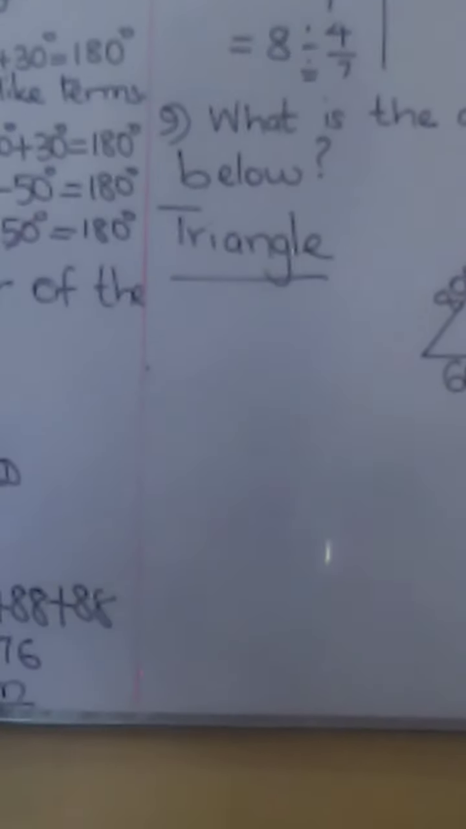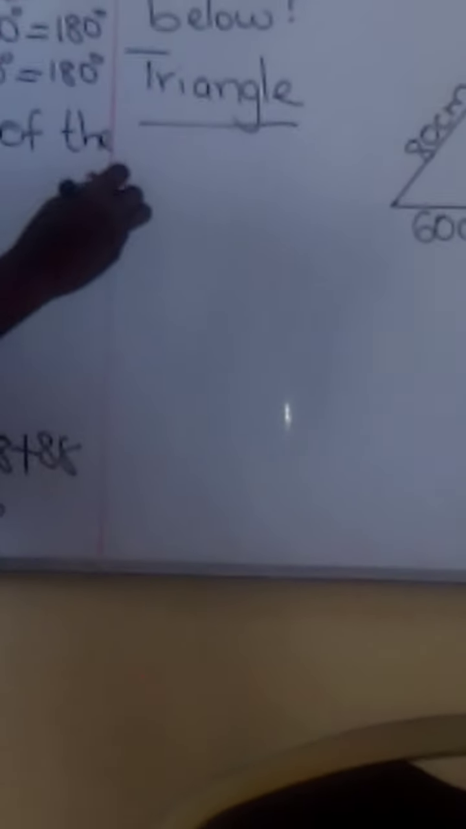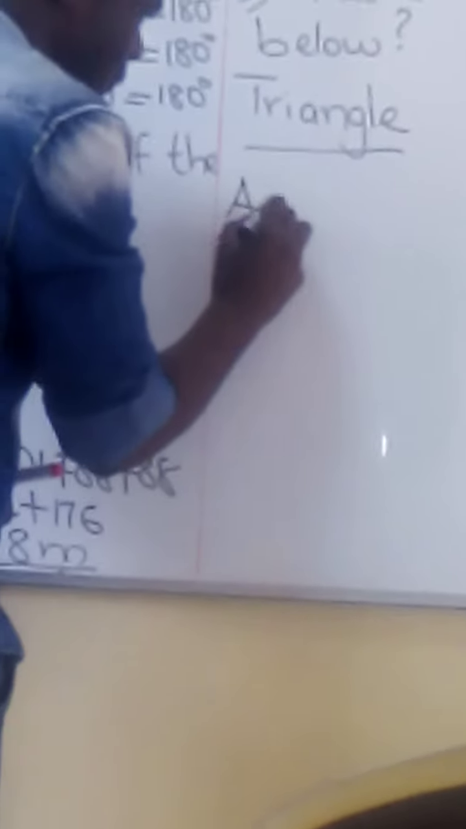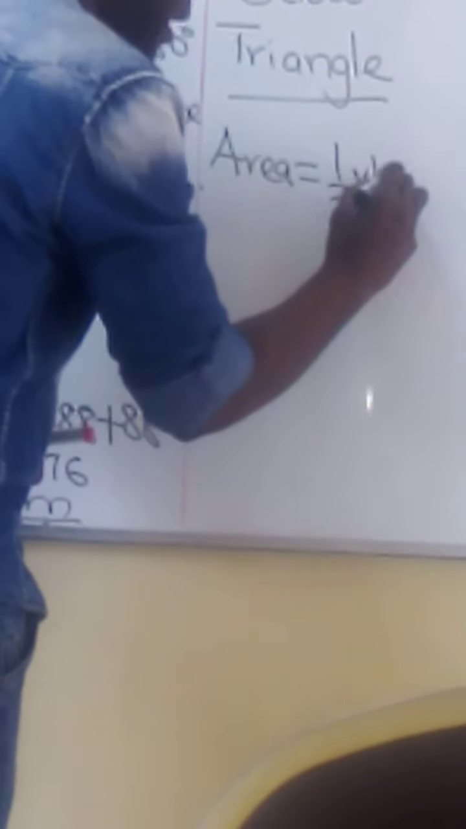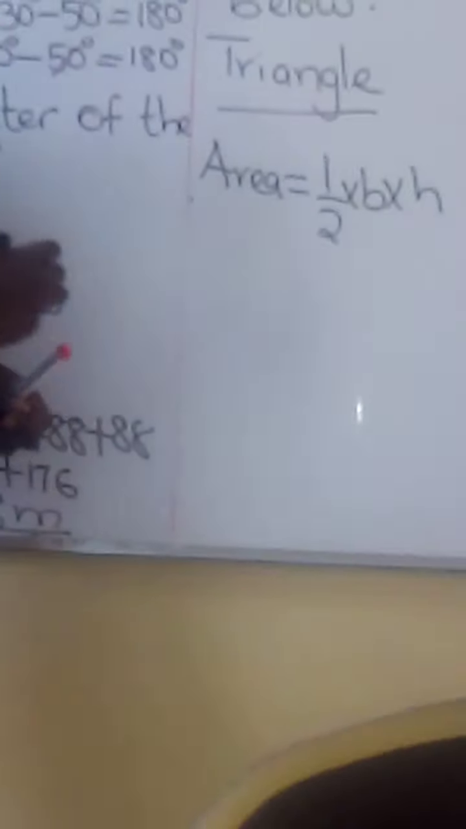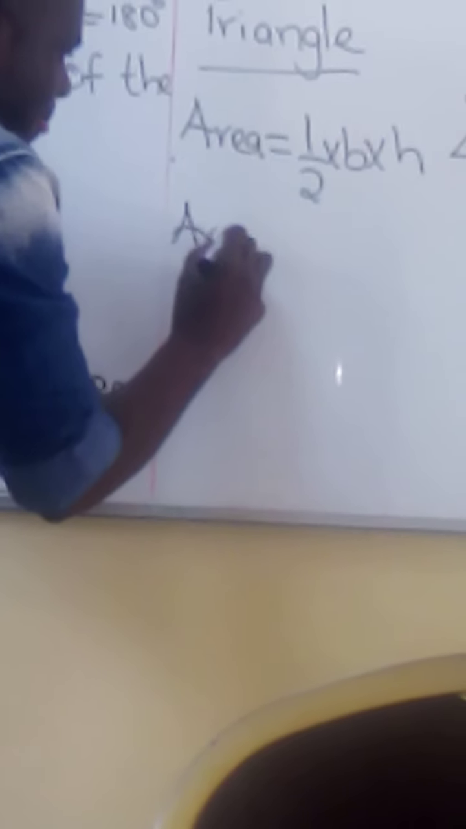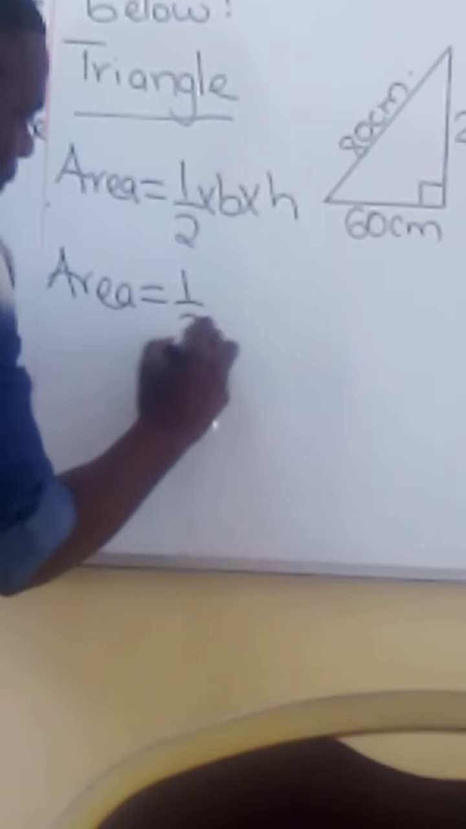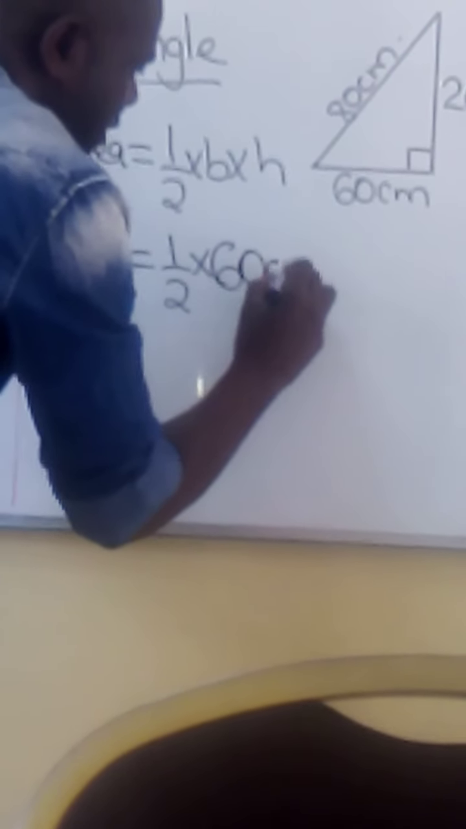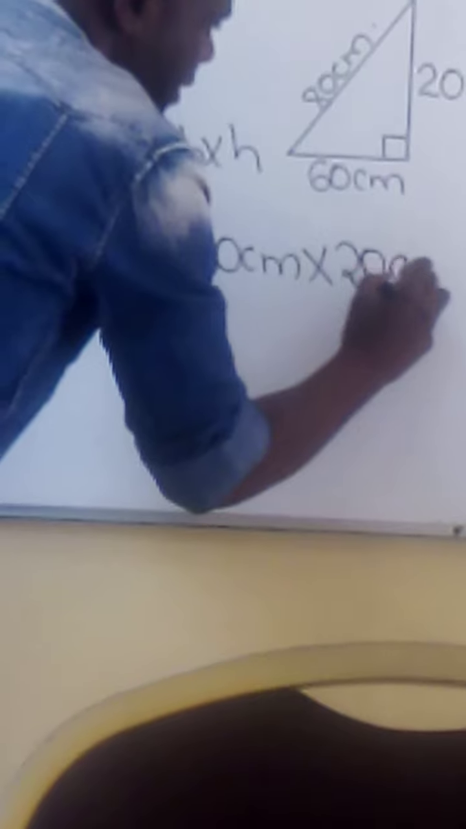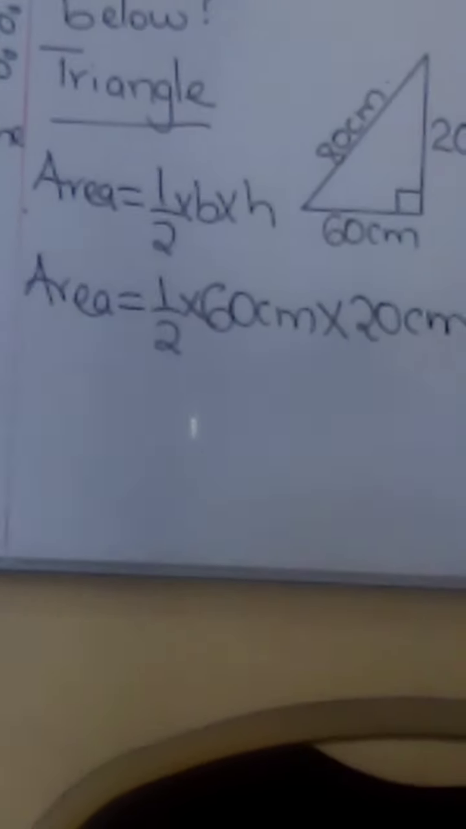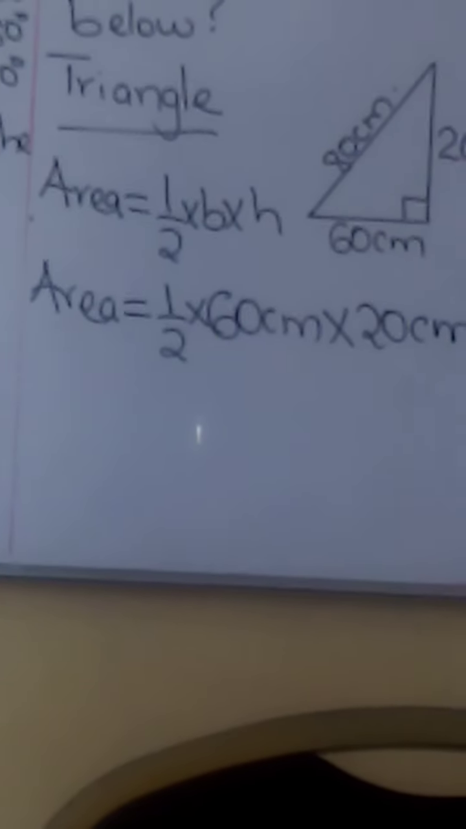So area of a triangle is denoted by a half times base times height. So area here is equal to a half. What is the base? The base is 60 centimeters. And what is the height? It is 20 centimeters. Boys and girls, how do we identify the base and the height?